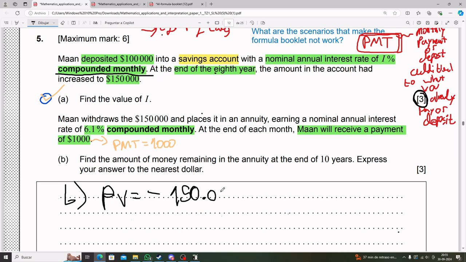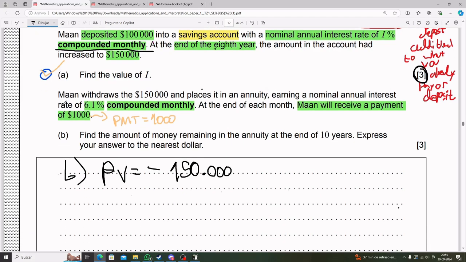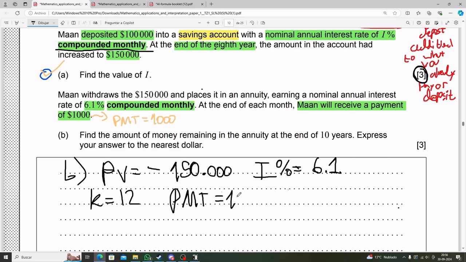It's like, yes, it went back into his pocket for a moment, but boom, he put it back into an annuity. He lost that money. So PV equals negative 150,000. And when they tell us that we earn a nominal annual interest rate of 6.1%, I can already establish that I percent has to equal 6.1. All right, what else can I establish? It's also compounded monthly, so K does have to be 12. And at the end of each month, my man will receive a monthly payment of 1,000. So PMT, 1,000. And because it's the perspective of my man, we have a PMT equals positive 1,000. Find the amount of money remaining in the annuity at the end of 10 years.